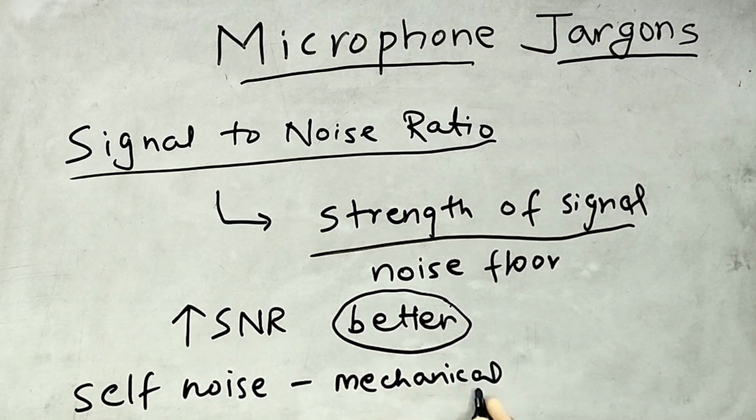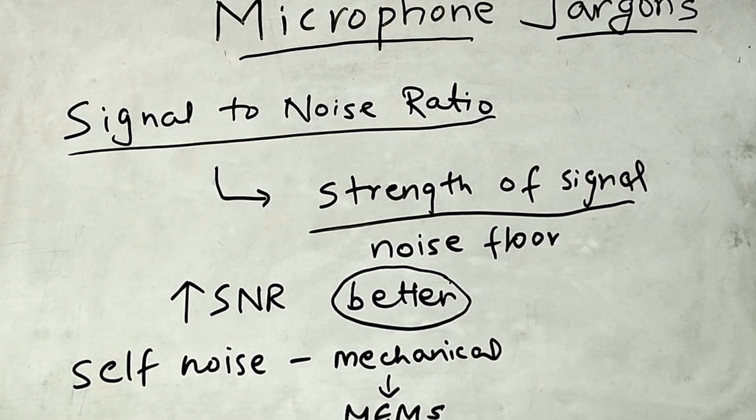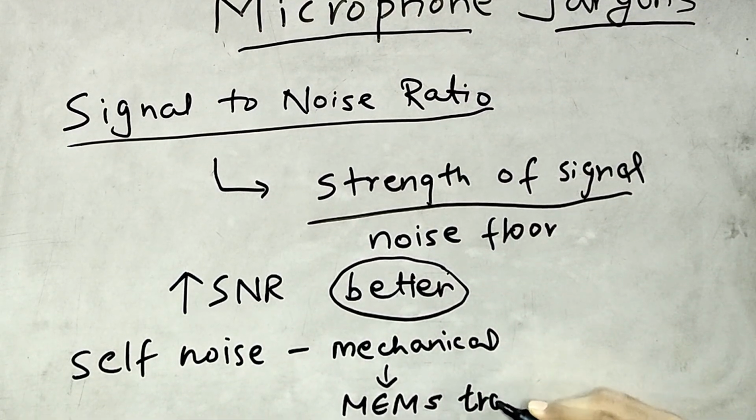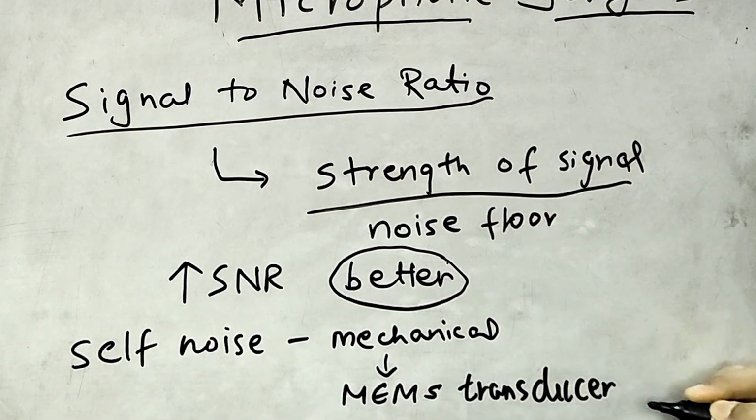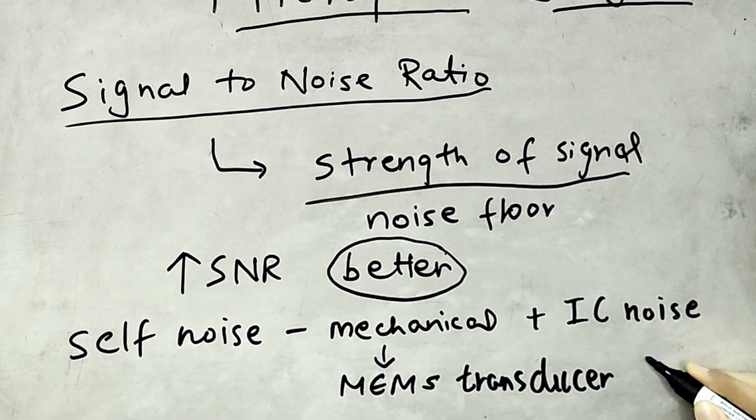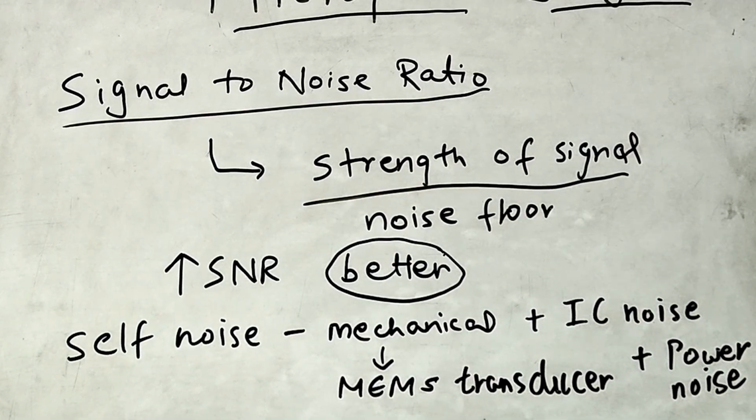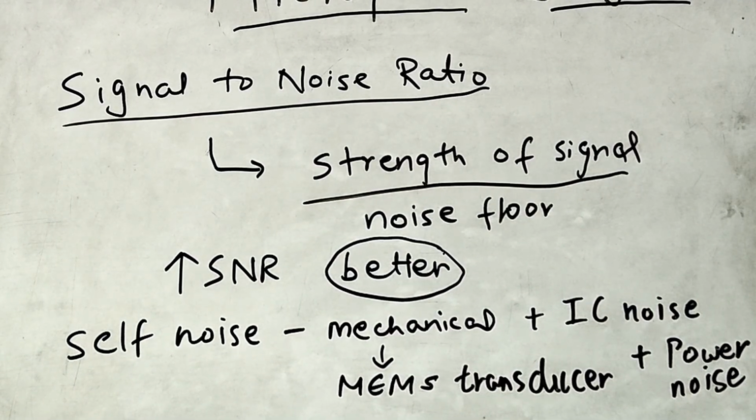Where does this noise come from that we are talking about? This self noise is an inherent part of the technology. It originates from several sources within the package, that is the tiny mechanical motion of the MEMS diaphragm itself, internal circuitry of the ASIC or application specific integrated circuit, minor fluctuations or noise from the power supply lines.